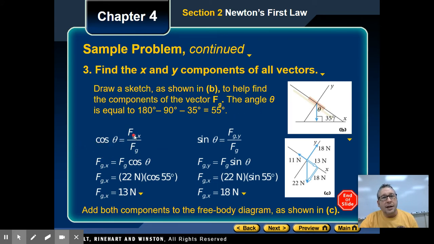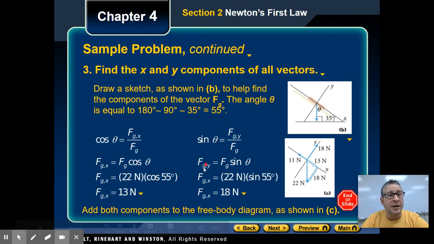So in order to calculate the vectors in the x and the y, we've got to go back to cosine and sine. We're going to use cosine of theta to solve for our x, and sine of theta to find our y, our vertical component. So we have to solve for the x component here and the y component here. We have to rearrange this equation so that the force in the x direction equals the force of gravity on the book times cosine of theta, and the force of gravity in the y direction is the force of gravity on the book times the sine of theta.